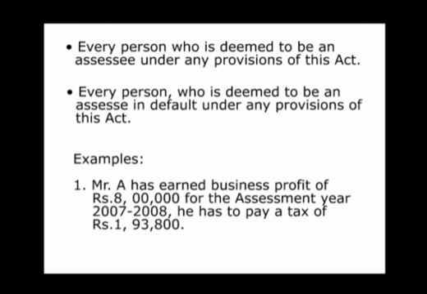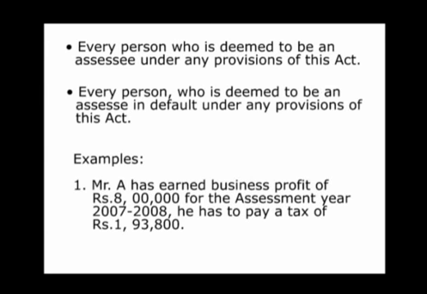Say, example number 1. Assume that Mr. X is there. Mr. X has earned a business profit of rupees 8 lakhs for the assessment year 2007-2008. So he has to pay a tax of rupees 1,93,800. That is the tax liability which would arise on account of his earning 8 lakh rupees. So in this case, he will be treated as an assessee because he has to pay the tax.